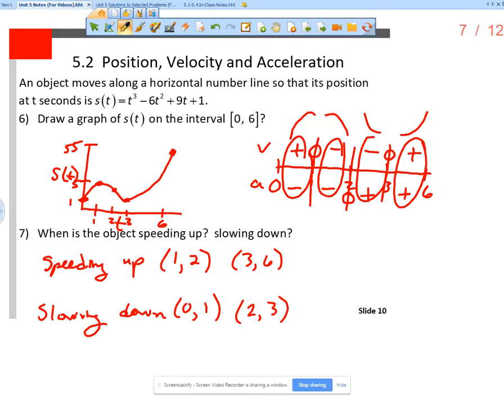Another thing to remember: you must slow down before you stop. We stopped at 1, so you must have slowed down before you got to 1. We also stopped at 3, so you must have slowed down before you got to 3. Now, if we stopped, how could we start moving again? We must speed up after we stop. So from 1 to 2, we were speeding up, because we stopped at 1, and we stopped at 3, so we must be speeding up again after that from 3 to 6. So you can definitely keep those things in mind. But anyway, that is section 5.2 notes.